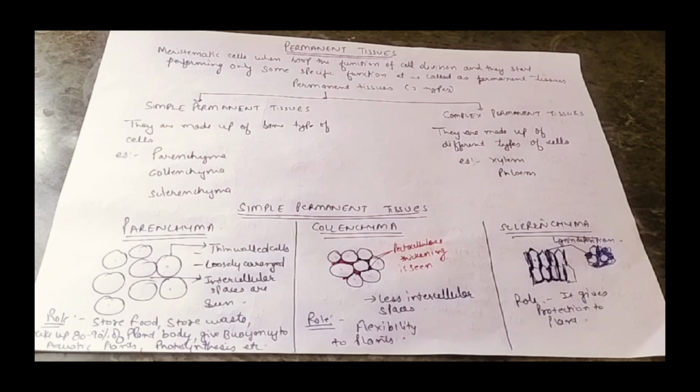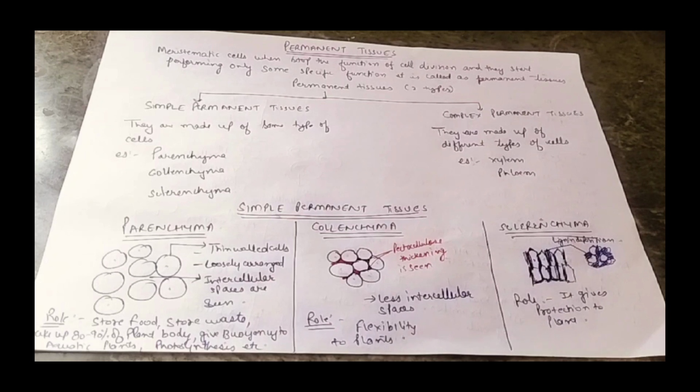In parenchyma, collenchyma, and sclerenchyma, the one thing which is common is that they all belong to the simple permanent tissues and hence are made up of one type of cells. Parenchyma are thin-walled, loosely arranged, and have intercellular spaces in them, whereas collenchyma, you can see in the diagram, are comparatively more closely associated because there is a deposition called pectocellulose in between them. Hence, they do not have intercellular spaces.